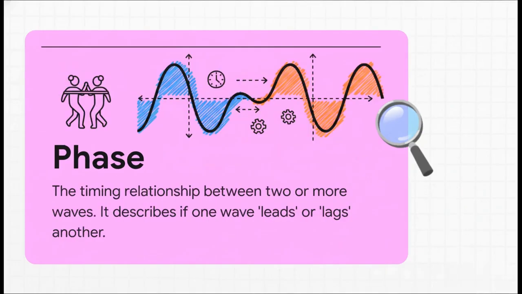Okay, now here's where it gets really cool. Phase. See, you almost never have just one AC wave in a circuit. You usually have a few dancing at once, and their timing relative to each other is absolutely critical. Are they stepping in perfect time, or is one a little ahead of the other? That timing relationship, that's called phase.